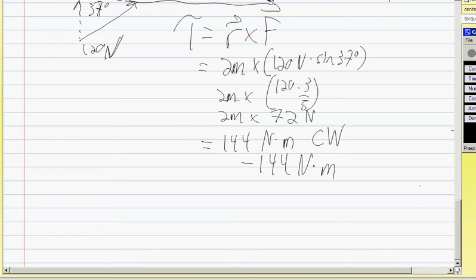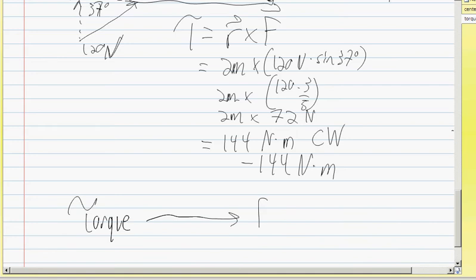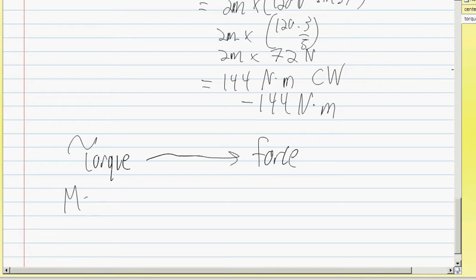Alright, second half of the video. This is the part where we talk about torque and angular acceleration. We said that torque was the rotational version of force. And we said that moment of inertia is the analog of mass.